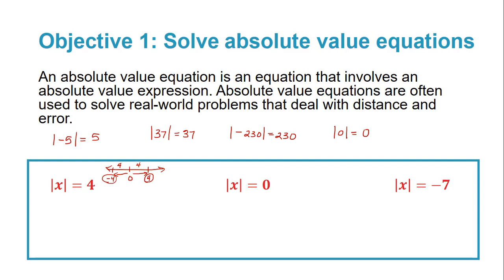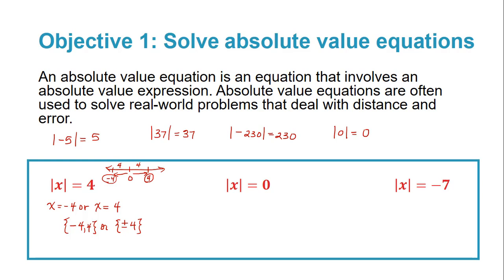In each case, 4 and -4 are 4 units from 0. So therefore, this equation has two solutions. It's true that x can be either -4 or x can equal 4. So the solution set of that equation is -4, 4, or we can write that in a compact form as plus or minus 4. Okay, so if an absolute value of one number is 4, there are two numbers that satisfy that, -4 and +4.